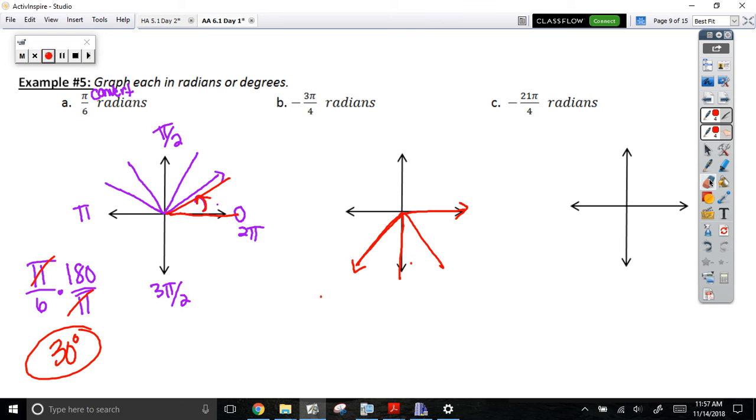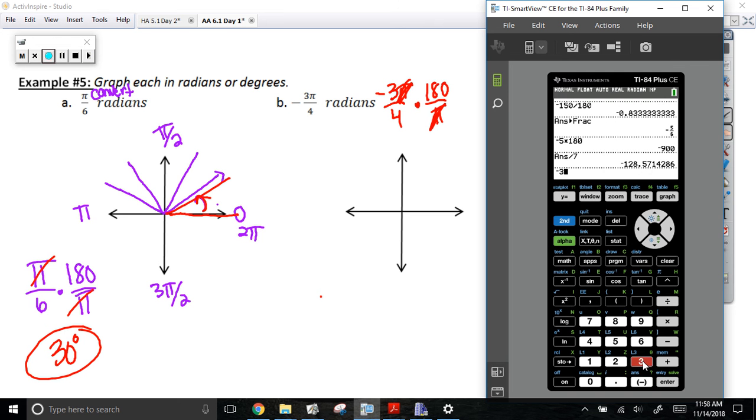But if you don't like doing it as radians, then just do it as degrees. So multiply by 180 over pi. So if you prefer to do it this way, we'll just multiply negative 3 times 180 and then divide by 4. And we'll get negative 135.